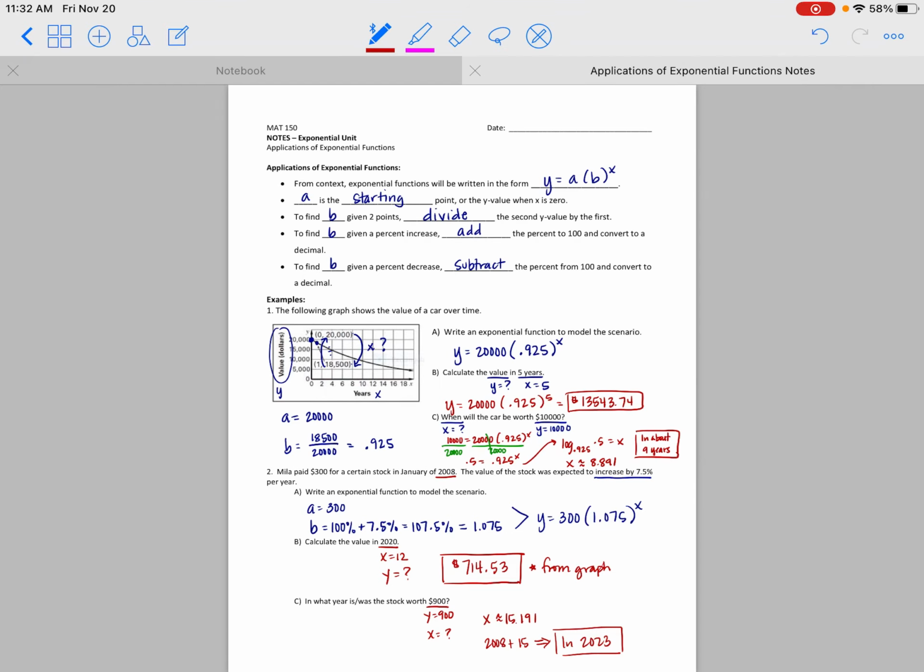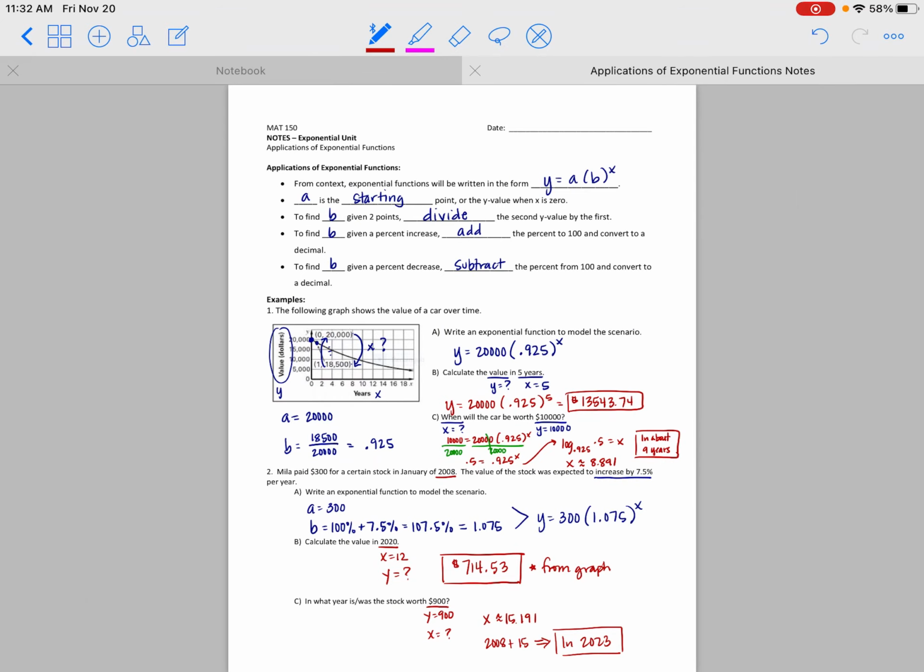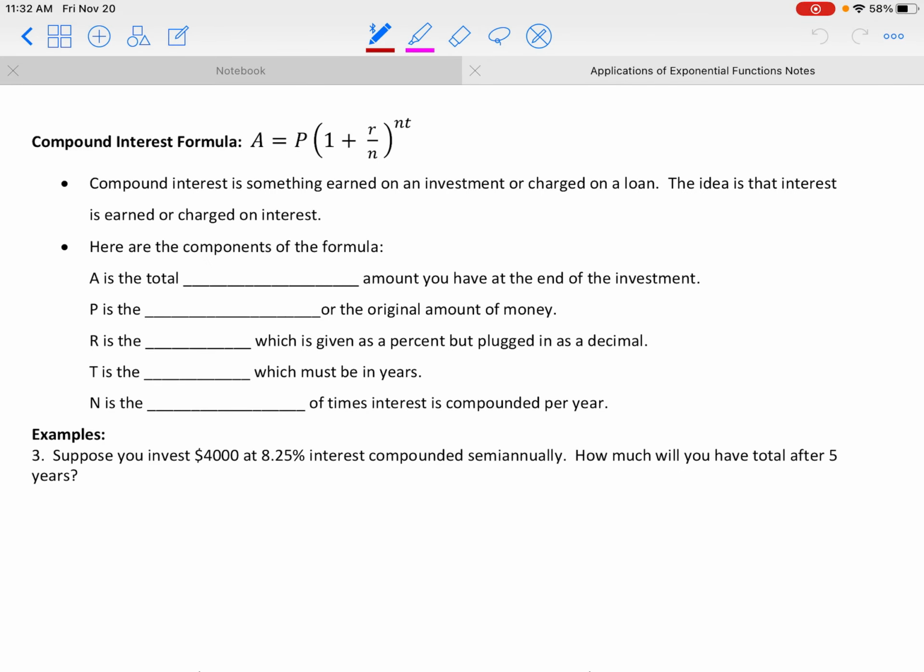The next few that we're going to look at revolve more around financial aspects and formulas. So I don't know if you're a fan of formulas, but these are formulas that incorporate exponentials. So the first one we're going to look at is called compound interest.